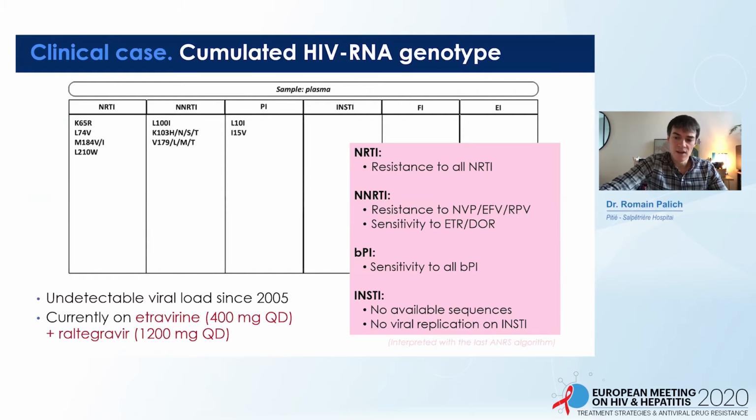Here is the result of the cumulated HIV-RNA genotype from these 2 genotypes. He has several mutations on the RT gene, including K65R and M184V mutation, conferring resistance to all NRTI, including tenofovir, and all NNRTI, except for etravirine and doravirine.